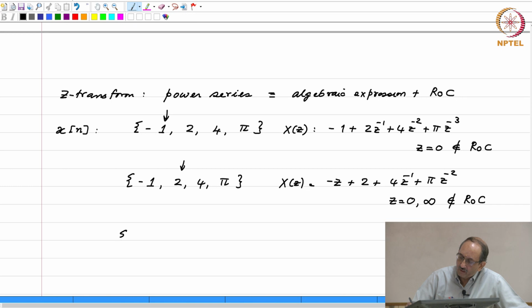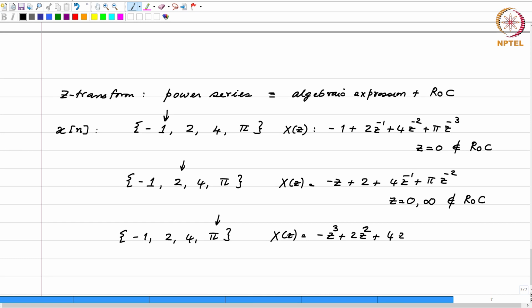And the final variant is this. So, this is the n equal to 0 term. So, clearly x of z is minus z cubed plus 2z squared plus 4z plus pi, and the ROC will exclude infinity, right. Therefore, z equal to infinity will not belong to the region of convergence.